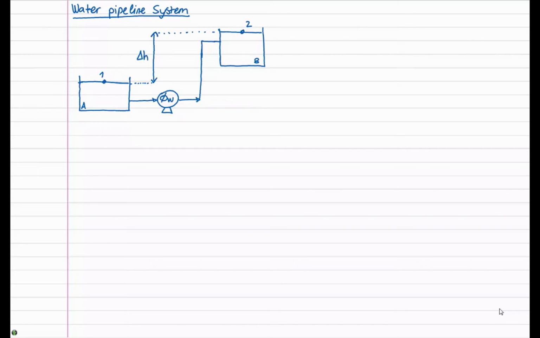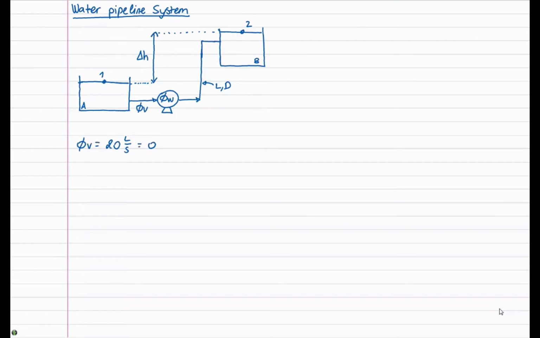We note the volumetric flow rate through the pipe, phi subscript V, which is constant. The pipe has a length L of 15 meters and a diameter D of 10 centimeters. The pipe has two 90-degree bends.